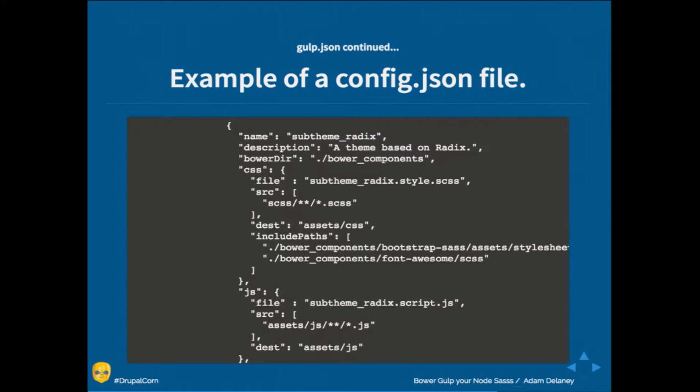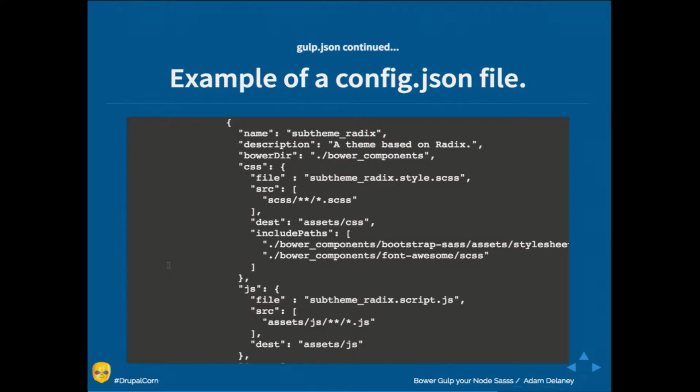This is an example. So for this specific project, you can see for my CSS task, I wanted to create a file called subthemeradix style.scss. The source of that is at this path. When you write the CSS, the destination should live at this location, assets/CSS. So it's just, like I said, a configuration file, so that when Gulp goes and looks, it knows where all these things should come from and need to go.